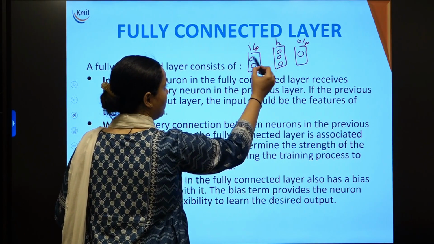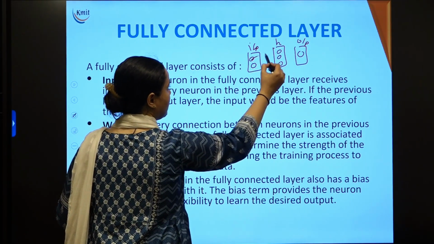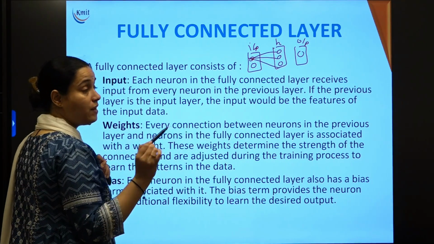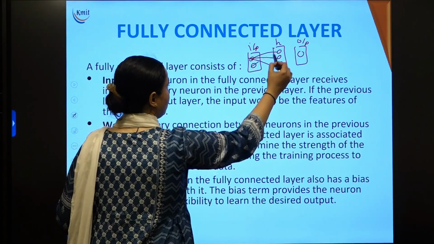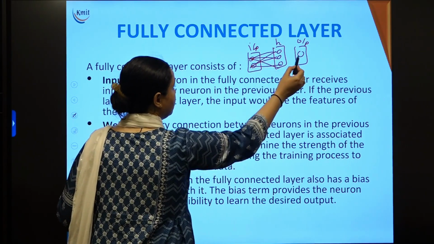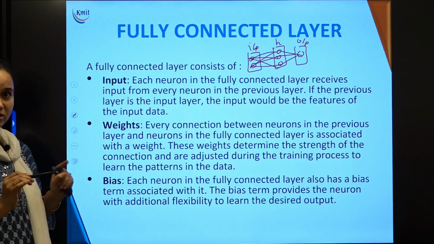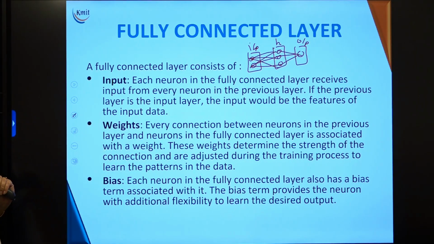So every neuron in the previous layer, if this is the previous layer, then it should be connected in this way. It should be connected to every other neuron in the next layer, even this one. And this one should be connected to every neuron in its previous layer. So when you form a connection like that, then it is called a fully connected layer.